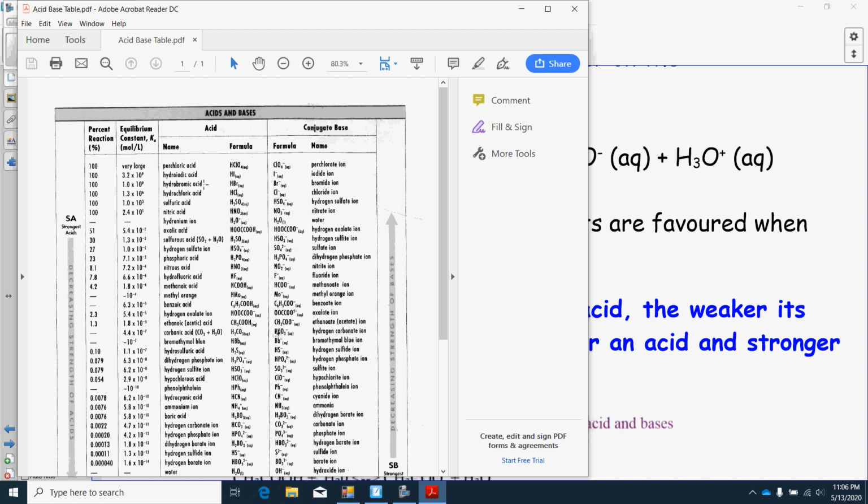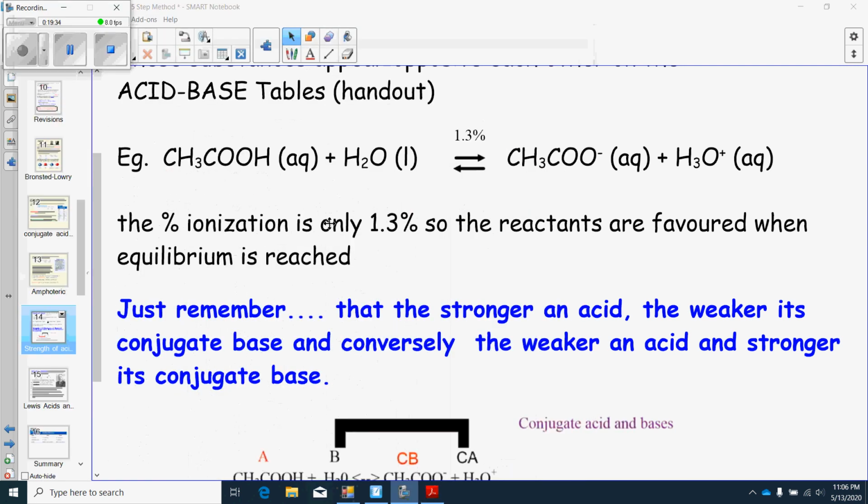They get weaker as we go up. So strong acids get weaker as they go down, conjugate bases get weaker as they go up. Strong acids at the top, strong bases at the bottom. So we'll talk more about that in the next video, the strength.